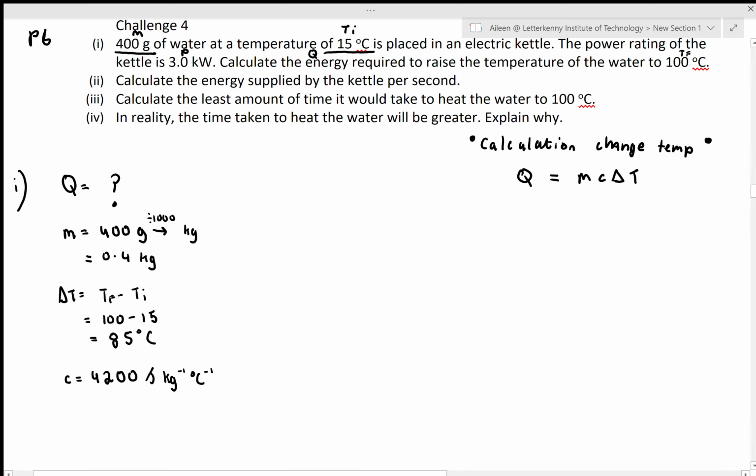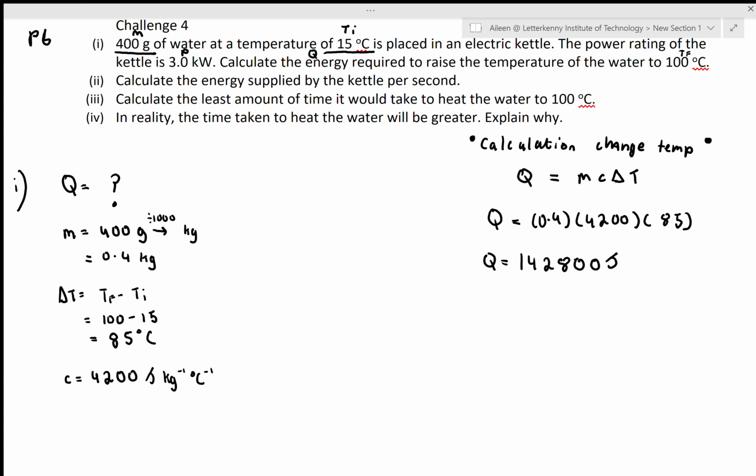Okay, and from here we want to find our energy required to raise the temperature from 15 to 100 degrees. So we substitute into our equation. That gives us Q, what we're looking for, is equal to 0.4 times 4,200 times 85. Now you should always have a big value for Q, your energy, because 1 joule is actually very, very small. So multiplying this out, 0.4 times 4,200 times 85 is equal to 142,800 joules. Okay, so we can leave it in that form. If you want to write it as an order of magnitude, you can also.